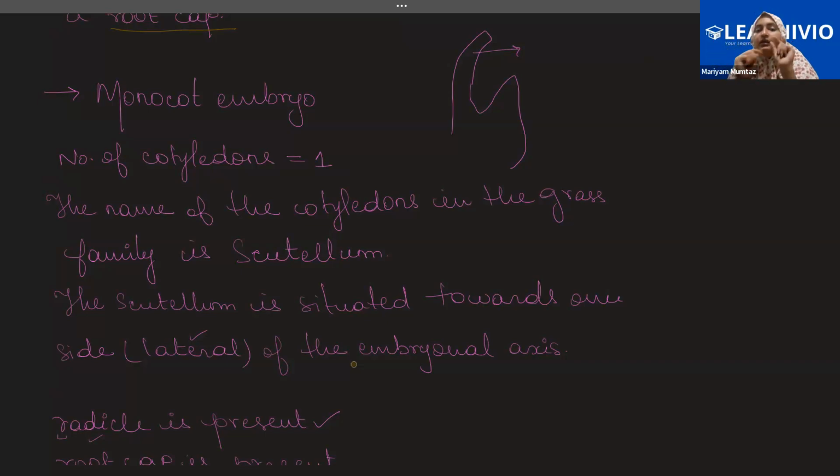So just so you know, now if you try to split open the seed of a rice, has anyone seen the seed of a rice? No, ma'am. Okay. Just to let you know. Okay, wait. Just 1 second. Give me 1 second.